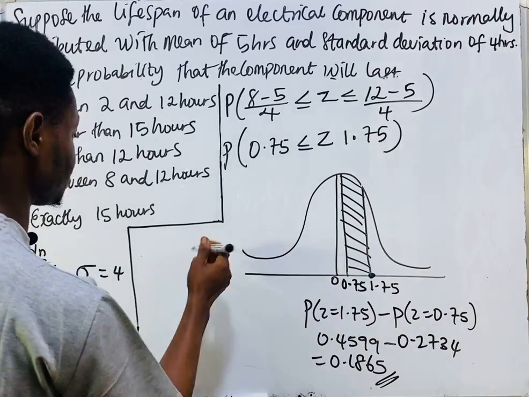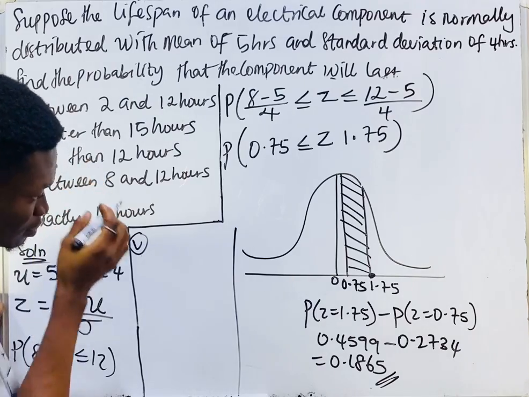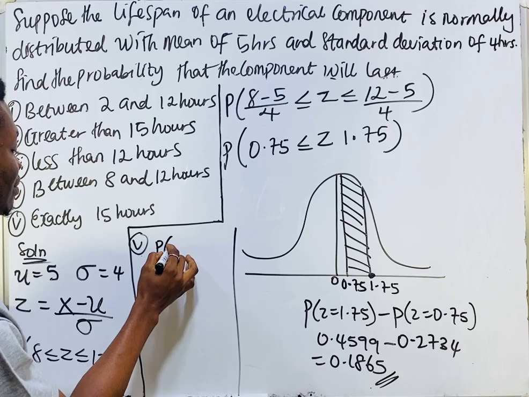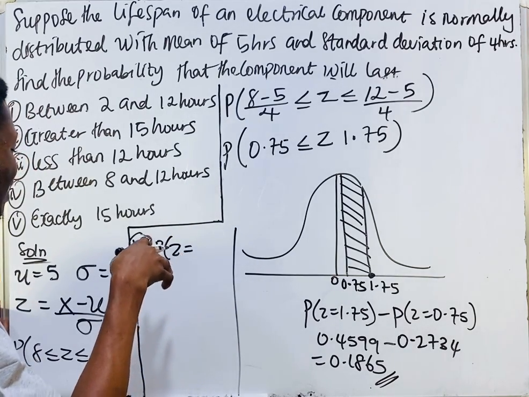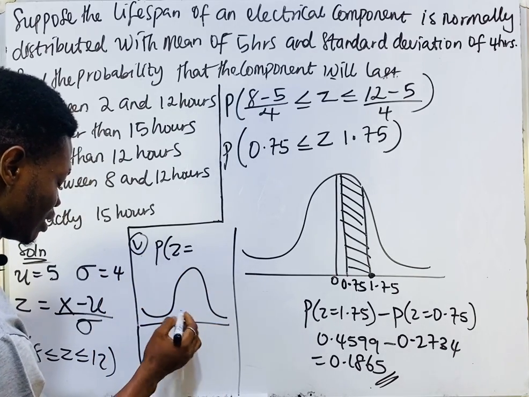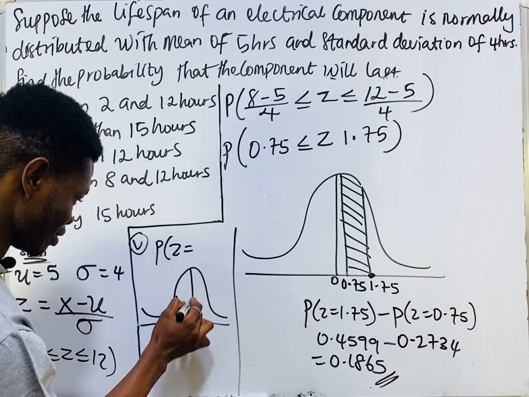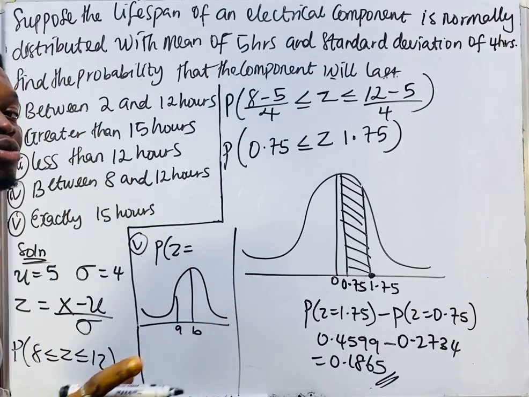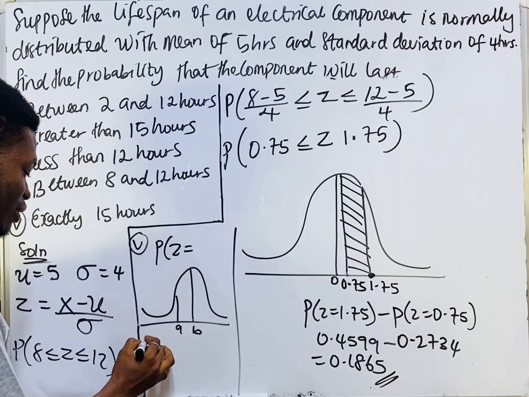Now the last one, which is part V, exactly 15 hours. You know that when you have your probability that Z equals this thing, let me represent this on the board so that you understand what I'm saying. For example, I have a point A here, and another point B here.